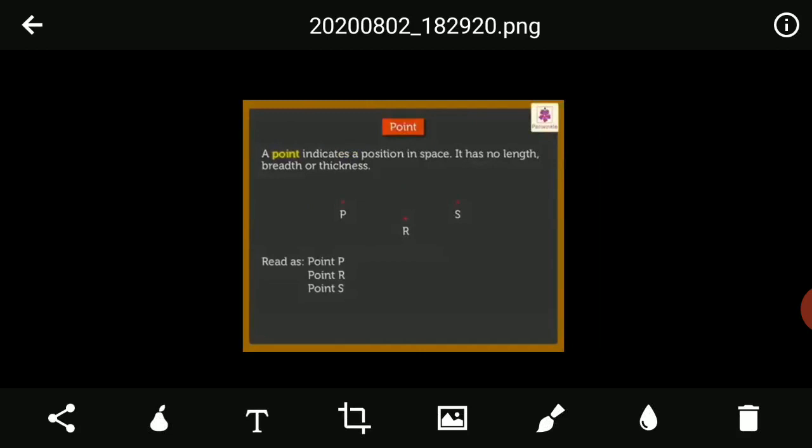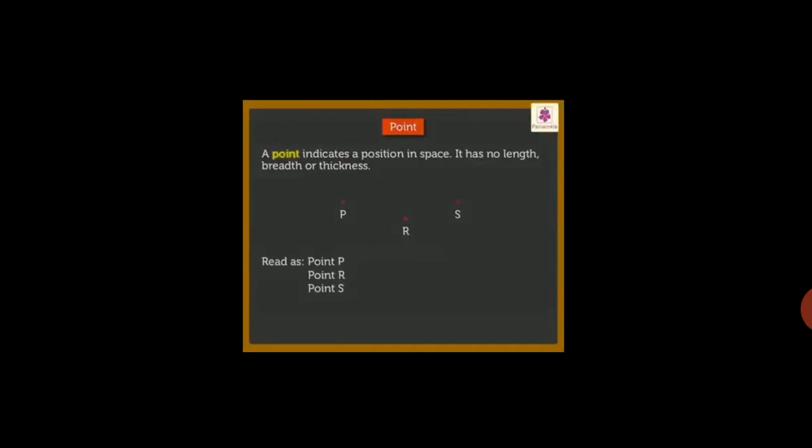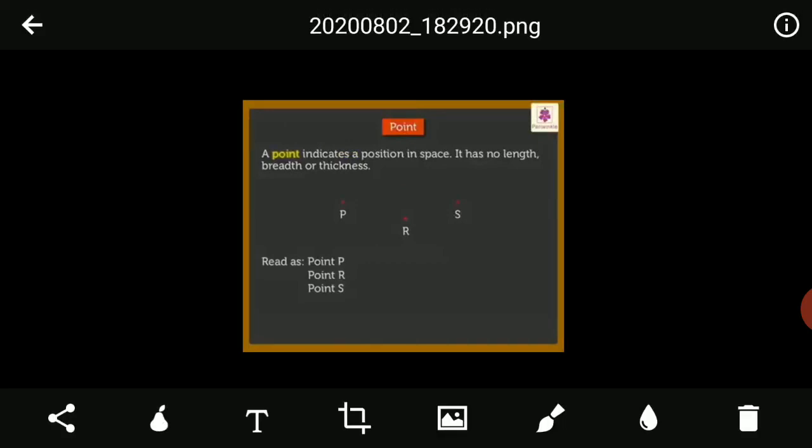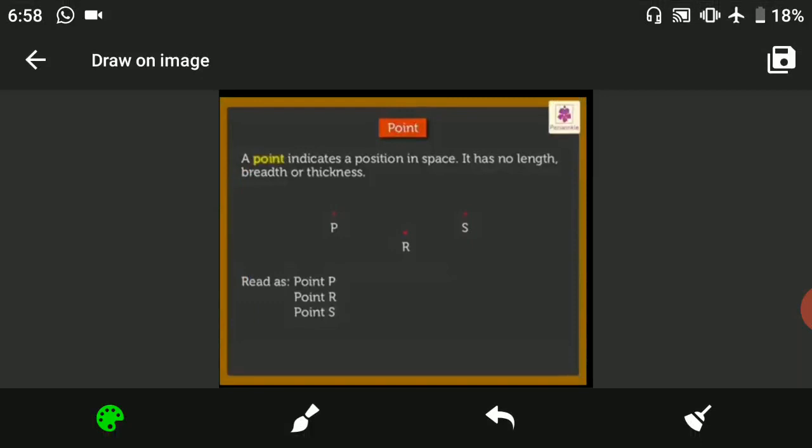Point indicates a position in space. It has no length, no breadth, and no thickness. We write it with the help of an alphabet letter. So we denote a point with a capital letter, that is P. You can use A, B, any alphabet. And how will we read it? Point P, point R, point S.